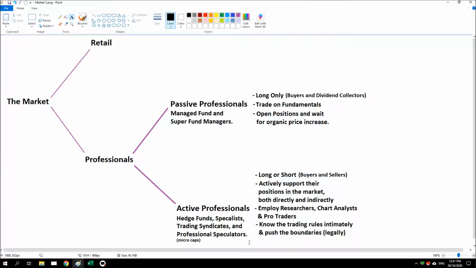Active professionals are better known as hedge fund managers, market specialists who specialise in particular instruments, trading syndicates, and professional speculators. Professional speculators are your micro-cap traders. They will trade often long and short. Their constitution allows them to trade short. They actively support their positions in the market, both directly and indirectly.